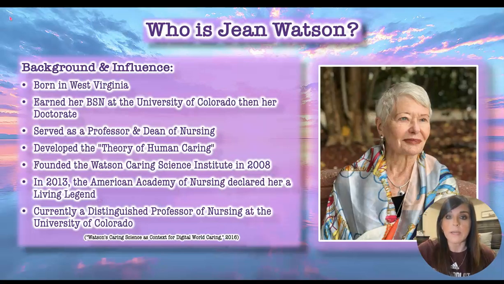Jean Watson is known as one of the most influential nursing theorists in modern nursing. She's originally from West Virginia, and after graduating from RN school, she relocated to the University of Colorado Boulder. In 1964, she went on to pursue her Bachelor of Science in Nursing, followed by her master's degree in psychiatric and mental health nursing from the University of Colorado Medical Center in Denver in 1966.